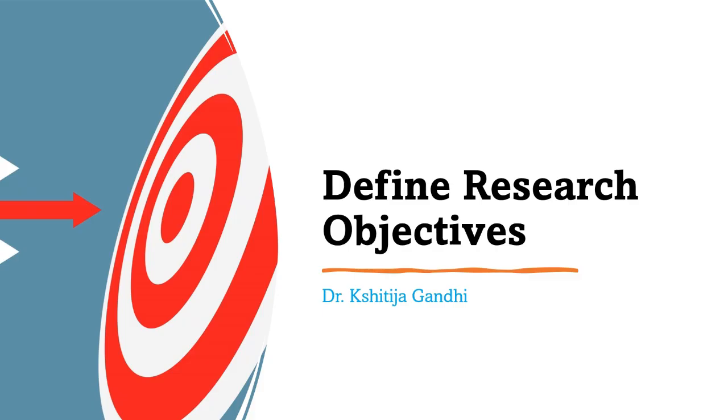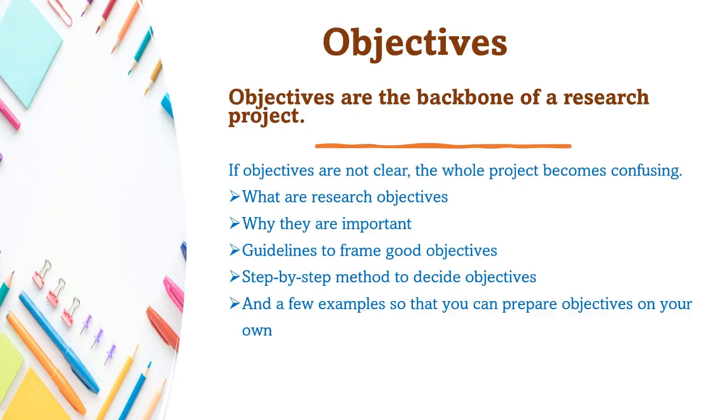Many students choose a good topic, but they get confused about one thing. What should be my objectives? Some students write objectives that are too general. Some write objectives that are not related to the topic, and some write very lengthy objectives. Objectives are the backbone of a research project. If objectives are not clear, the whole project becomes confusing.